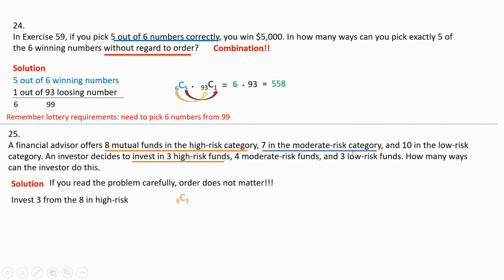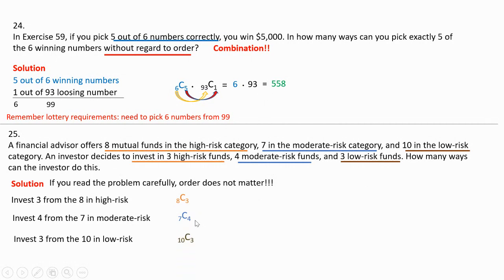Then for the moderate risk, there's 7, and we want to get 4. So it's going to be 7 combination 4. And then lastly, for the low risk, there's 10, and we want to invest 3. So it'll be 10 combination 3. Now we multiply them out. So 8 combination 3 is 56. 7 combination 4 is 35. And 10 combination 3 is 120. So if we multiply them out, it's going to give us 235,200. And I believe this is the last slide.